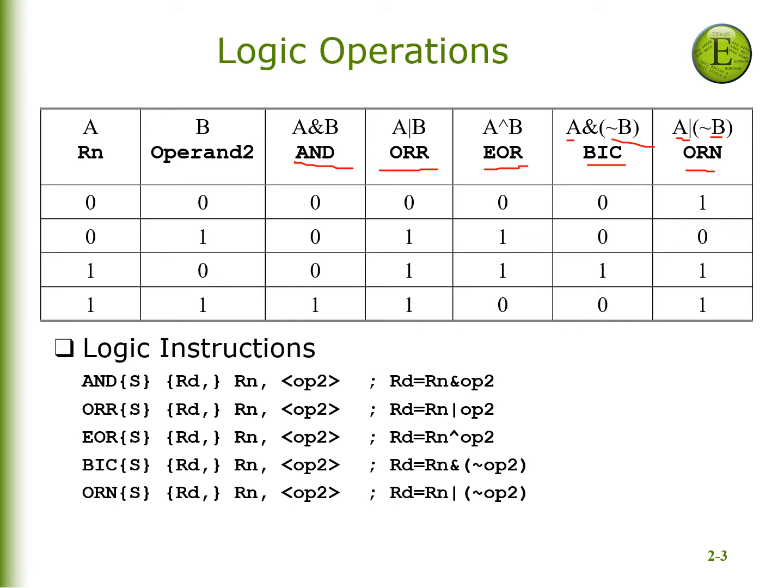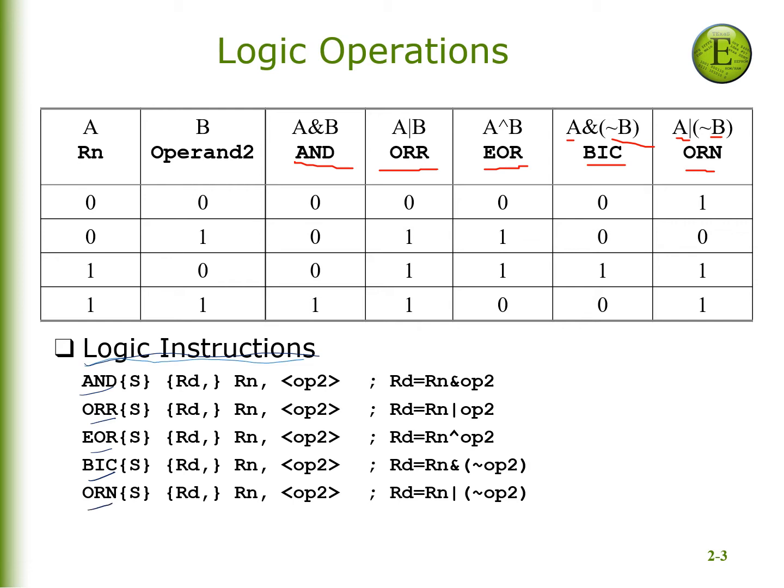Those are the logic operations which are supported by the microcontroller, and you know very well how to implement those operations with the help of logic gates. But here we are going to talk about the logic instructions, meaning the instructions that we can give to the microcontroller to execute the logical operation. Those are the same as we have just described: AND, OR, exclusive OR, BIC, and ORN.